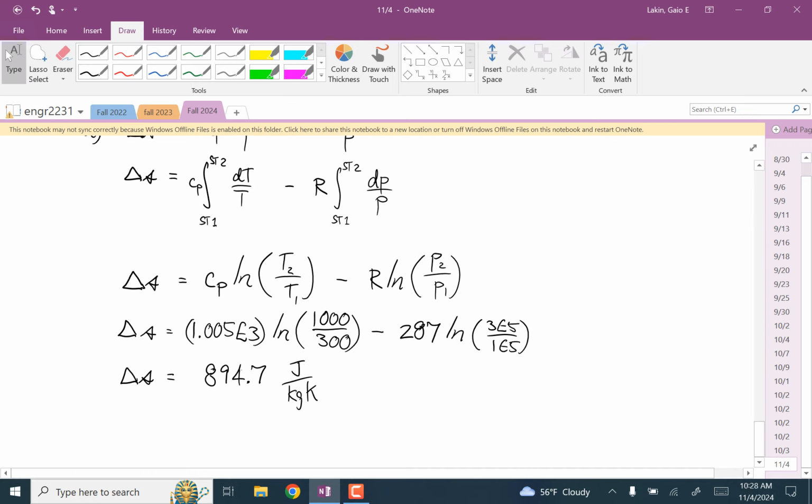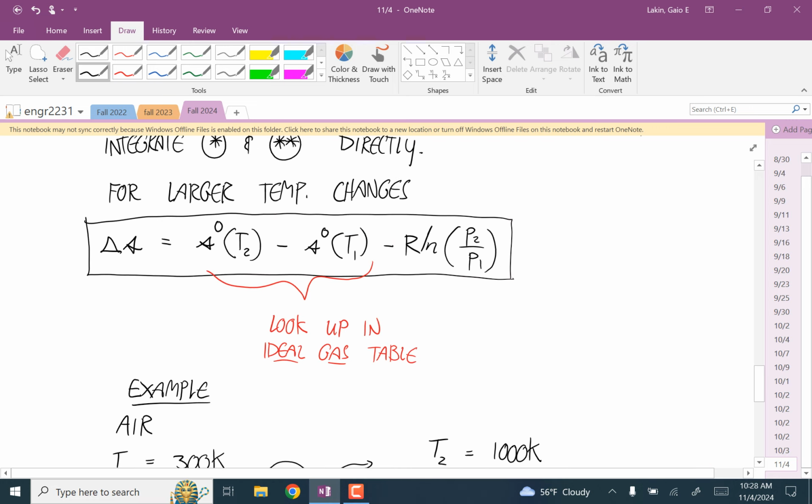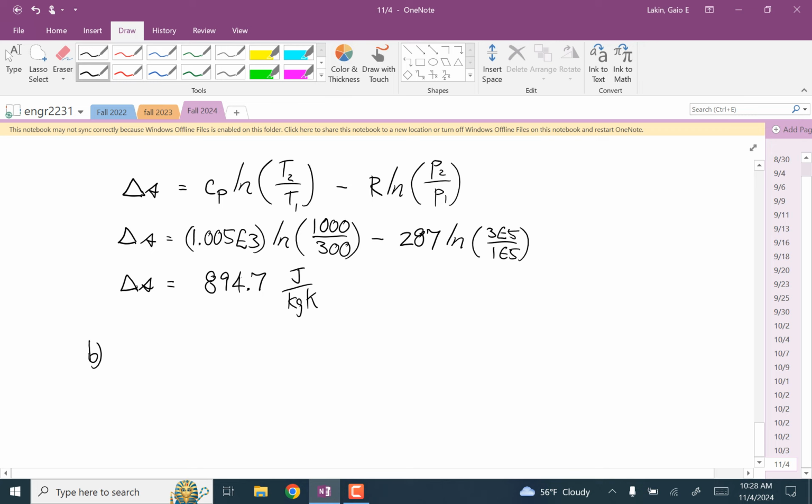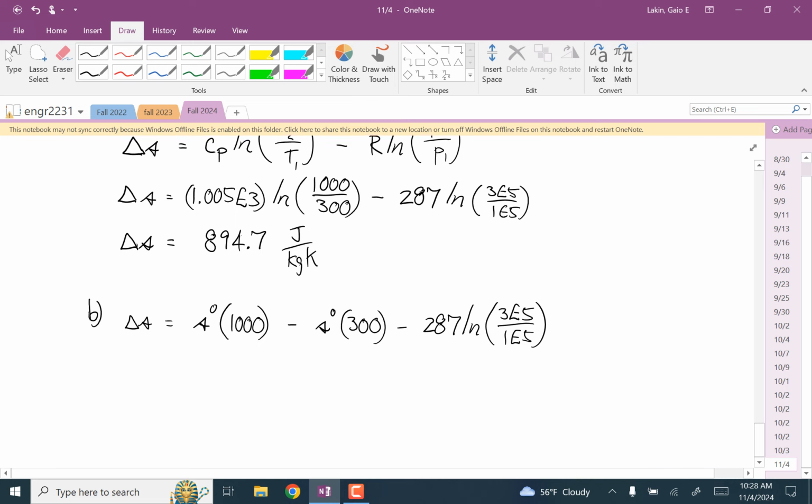Okay, so now we're going to use this form, which is going to be the more accurate one, and just take values out of the table that we just happen to have. So this time, the change in specific entropy is S0 at 1,000 minus S0 at 300, minus 287 times the natural log of 3 times 10 to the fifth over 1 times 10 to the fifth. You might have to do interpolation if your starting and ending temperatures are not values given in the table. So that's an extra pain you might have to deal with.